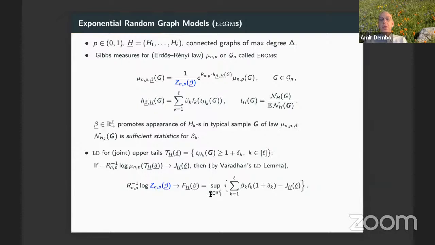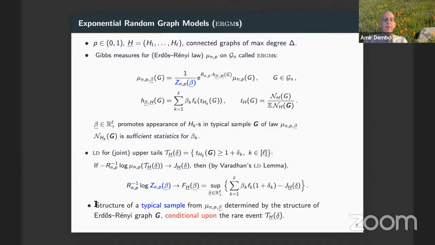Delta being equal to 0 corresponds to the typical value, where I have no large deviation rate function, the rate is 0, and I get the contribution of the typical Hamiltonian. This is well known in the large deviation literature. This is called Varadhan's large deviation lemma. So we have a relationship between the tails, or the behavior of the partition function of the Gibbs measure, and the large deviations for the upper tail probability.